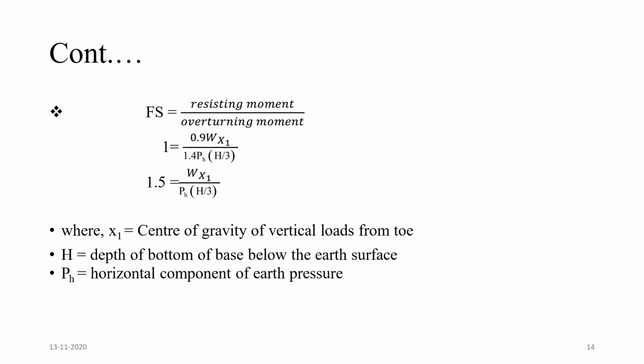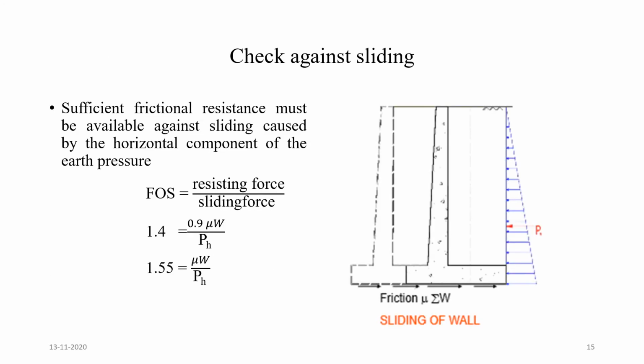Factor of safety is equal to resisting moment divided by overturning moment, and that is 1.4 equal to 0.9 W x1 divided by pH into h by 3, and 1.5 equal to W x1 divided by pH into h by 3. Where x1 is the center of gravity of the vertical loads from the toe, h is the depth of the bottom of base below the earth surface, and pH is the horizontal component of the earth pressure.